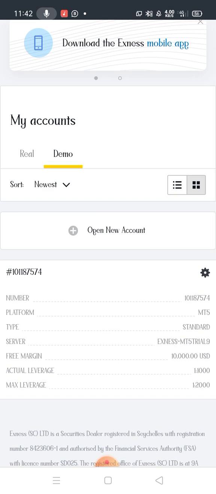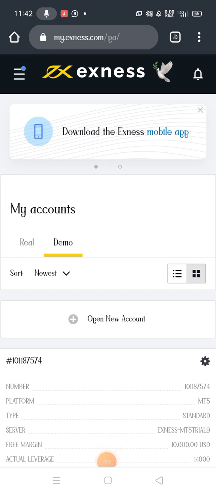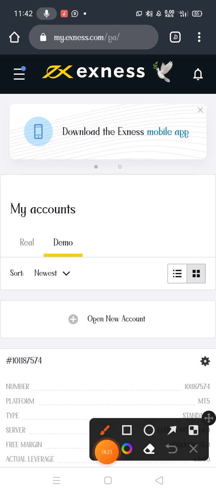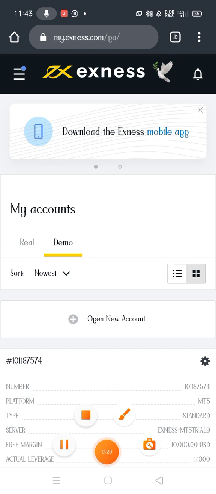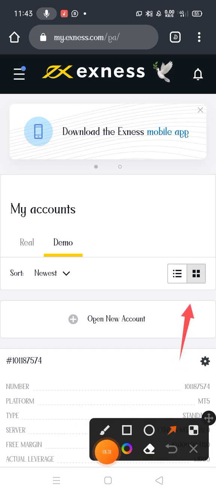Now this demo account is what I'll be showing you, how you can actually get the information and log in on your MT5. All right, now after signing up and logging in on your XNES broker, this is what it will basically look like. Then you click on this box here, this one, click on it.